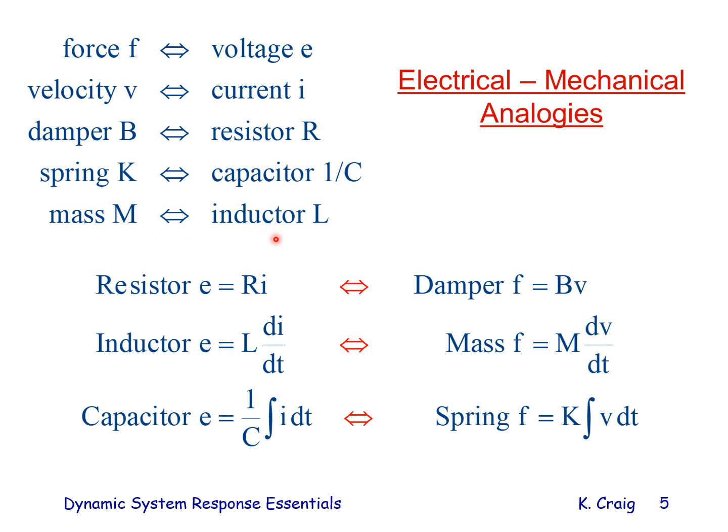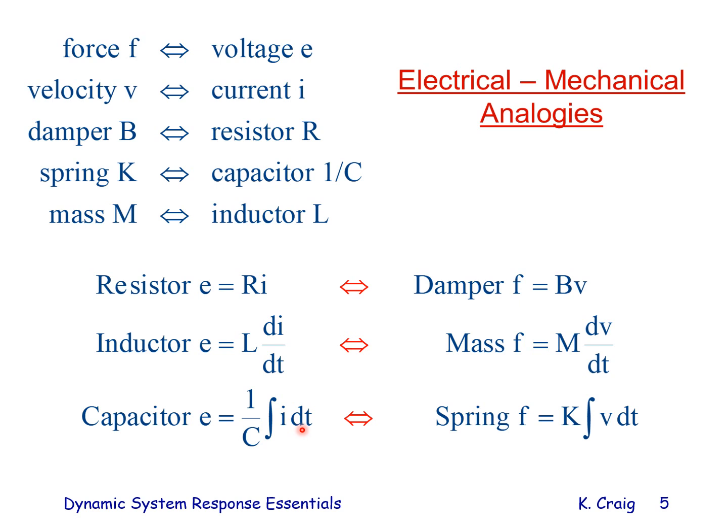The constitutive equations for a resistor are Ohm's law: E is equal to IR. For an inductor, voltage across the inductor is proportional to the time rate of change of the current through the inductor. For the capacitor, voltage across the capacitor is proportional to the integral of the current through the capacitor with respect to time.